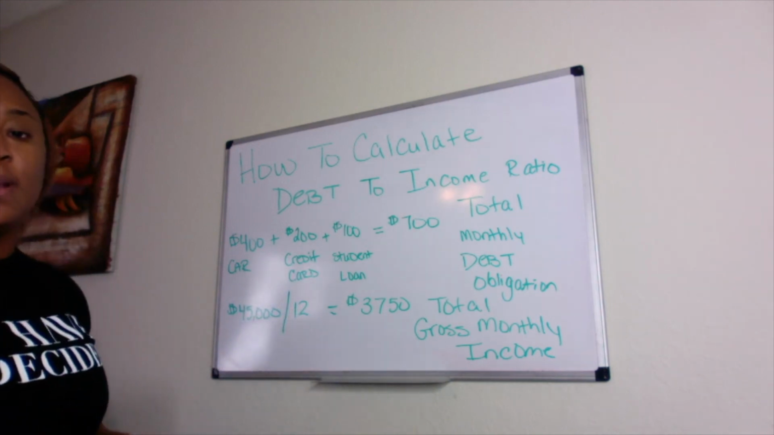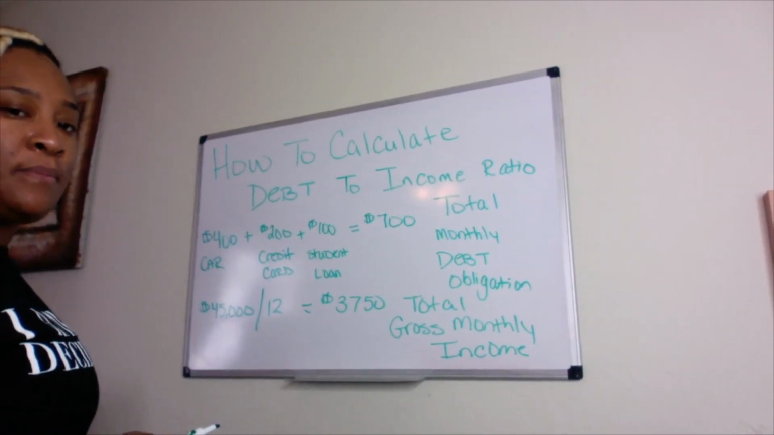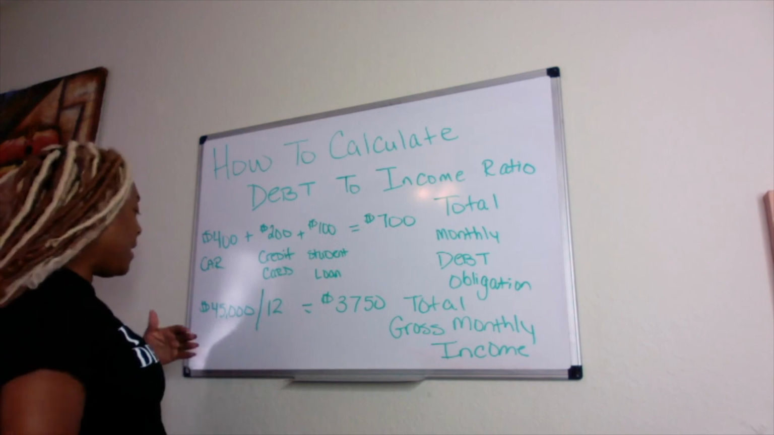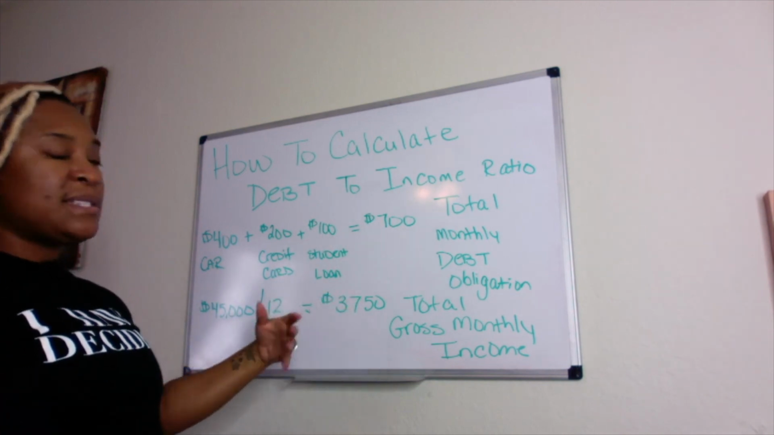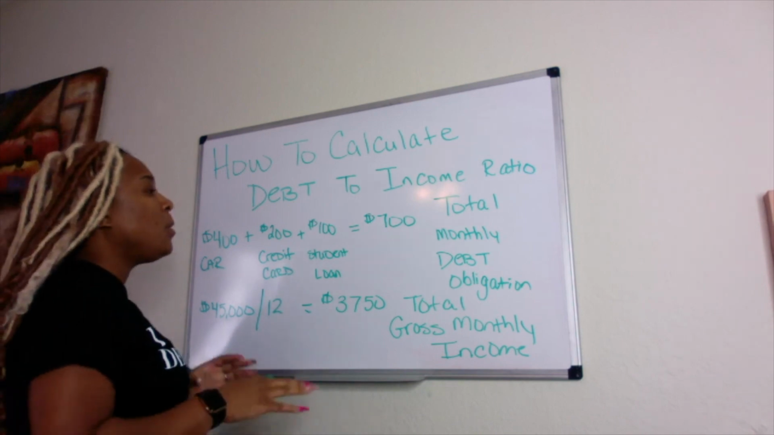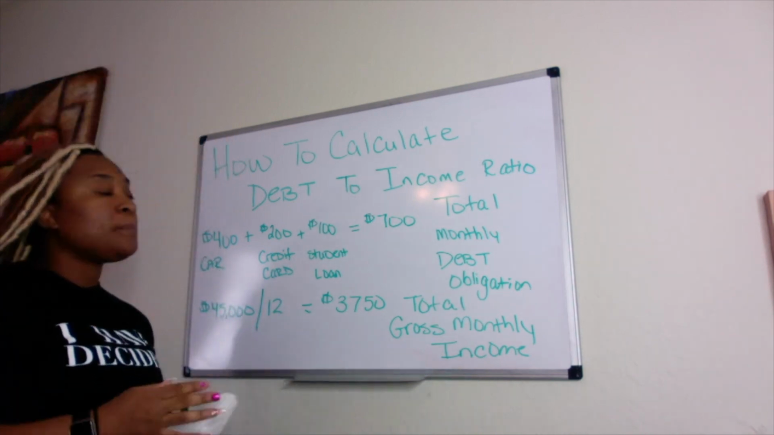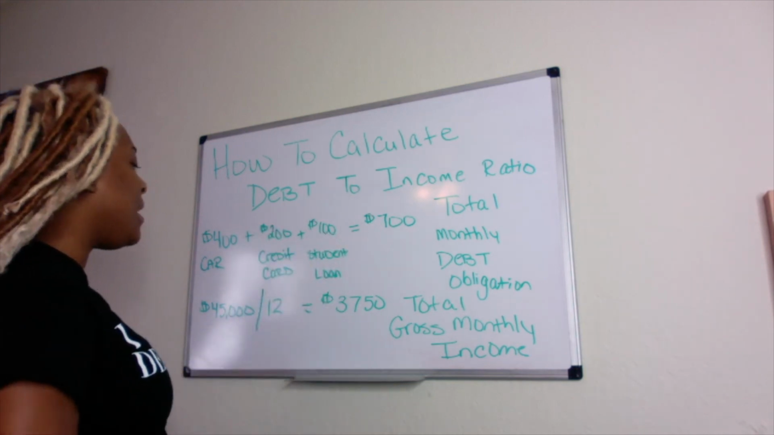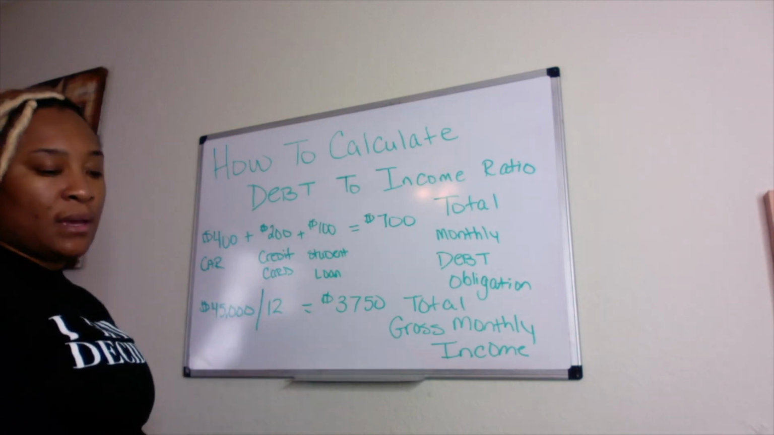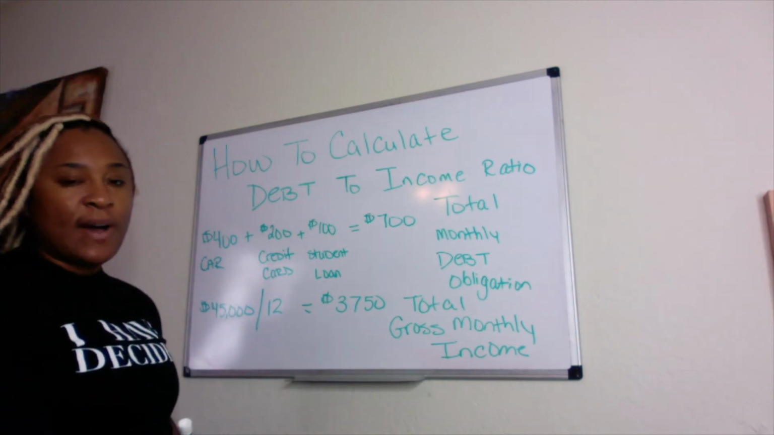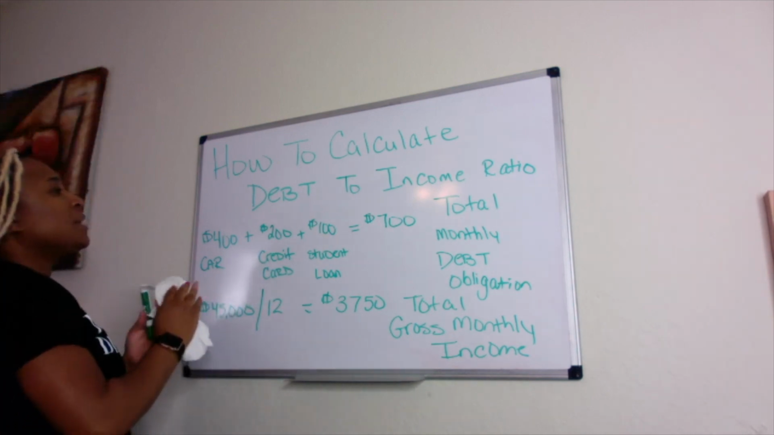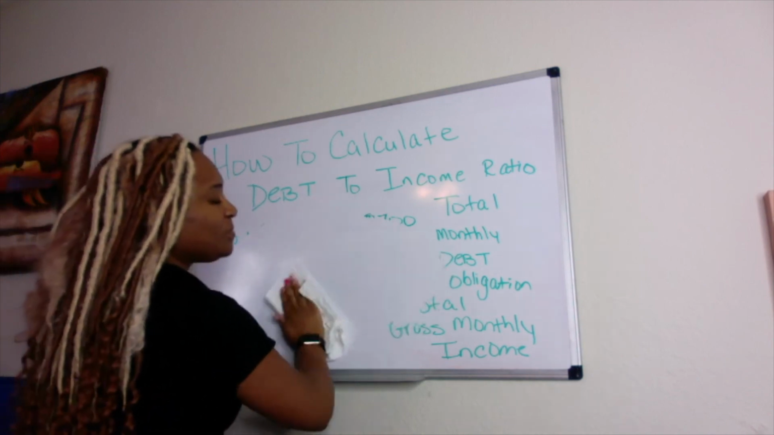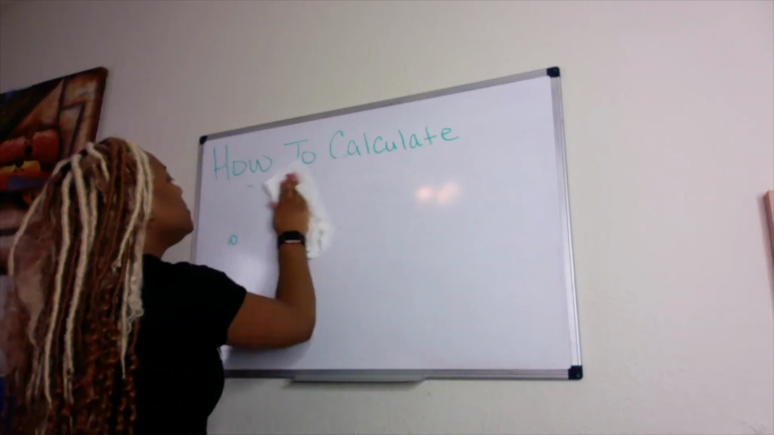Okay, so once you have these numbers, that is where you're going to take those numbers and calculate your debt to income ratio. Okay, so we got an individual that has $700 in monthly debt, and then we have them making $3,750 per month. Okay, so now I'm going to erase this. Make sure you take notes. We're going to keep up with the numbers that we have. They got $700 worth of debt and $3,750 of income. Okay, so what we're going to do is divide those two numbers. I'm going to erase this, and we're going to calculate that ratio.